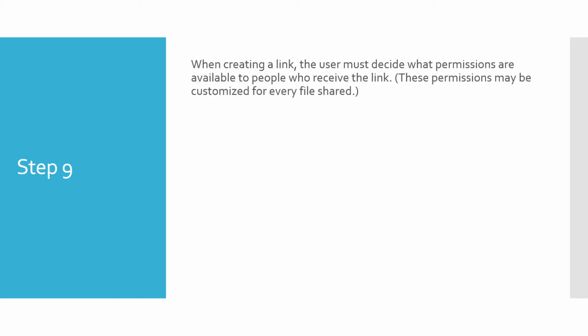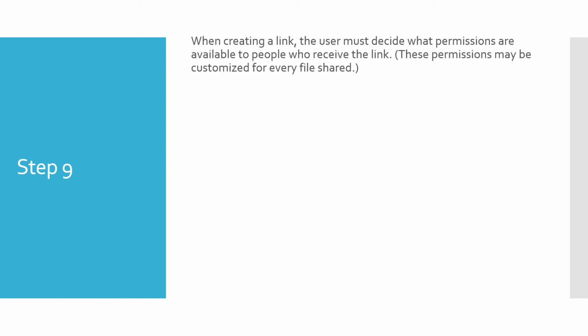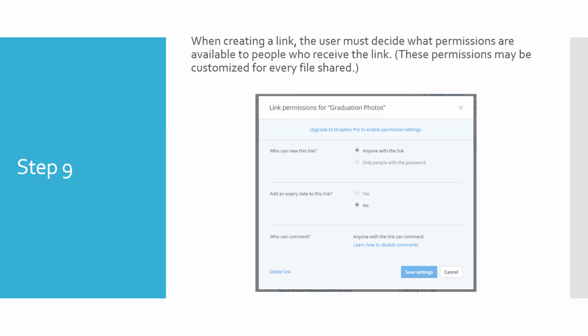Step 9. When creating a link, the user must decide what permissions are available to the people who receive this link. The permissions may be customized for every file shared, so whatever changes I make to the graduation photos file, it doesn't affect any of my other files or folders. I can choose who can view the file, I can add an expiration date, and I can choose who can comment on the file. Or I can also delete the link if I decide I no longer need it.